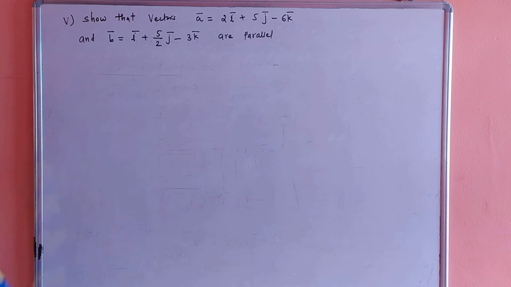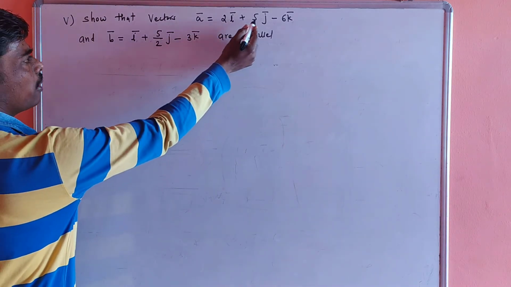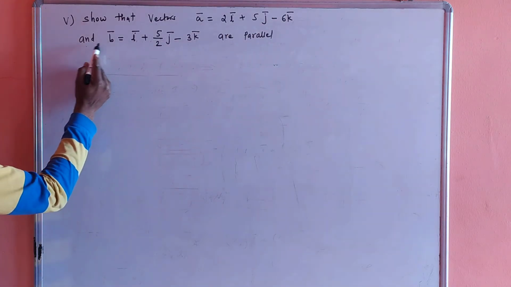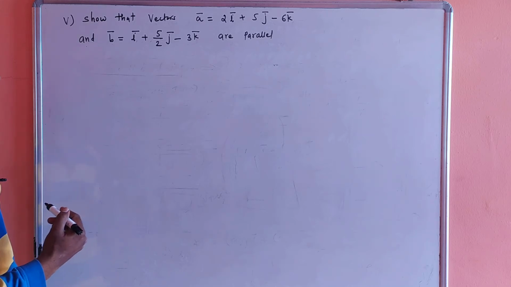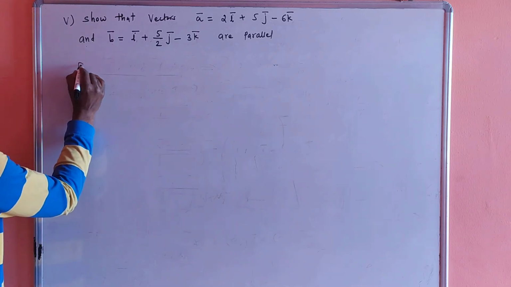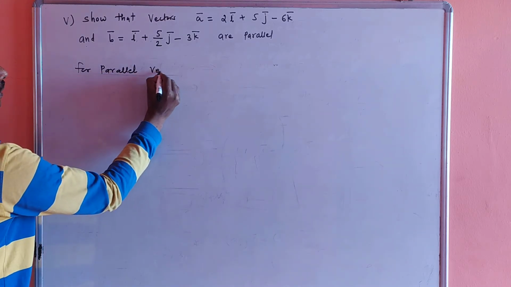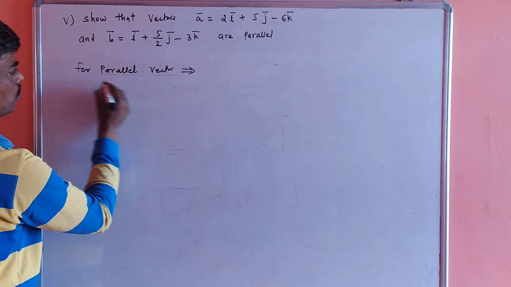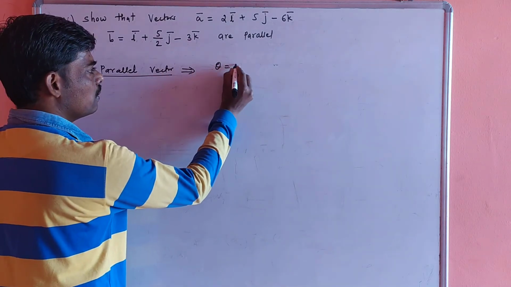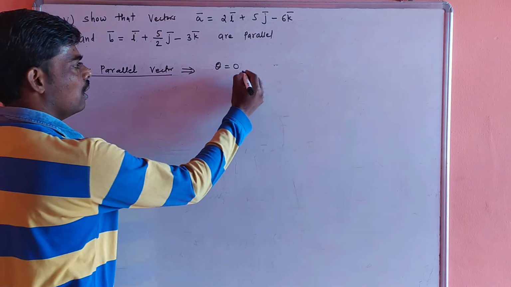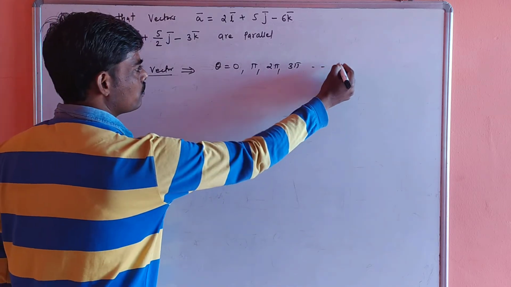So this is problem number 5. Show that vector A equals 2i plus 5j minus 6k, and vector B equals i plus 5 by 2 j minus 3k, are parallel. So remember, if two vectors are parallel, I will write here for parallel vectors: if two vectors are parallel, what should be the angle between them? The angle is 0 or either pi, 2 pi, 3 pi and so on.